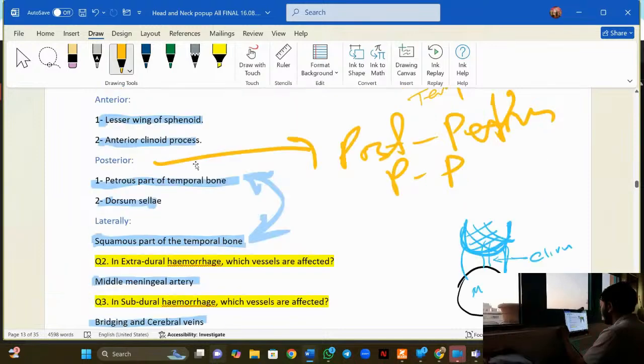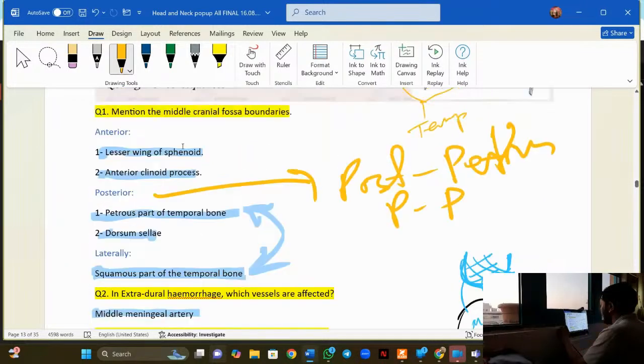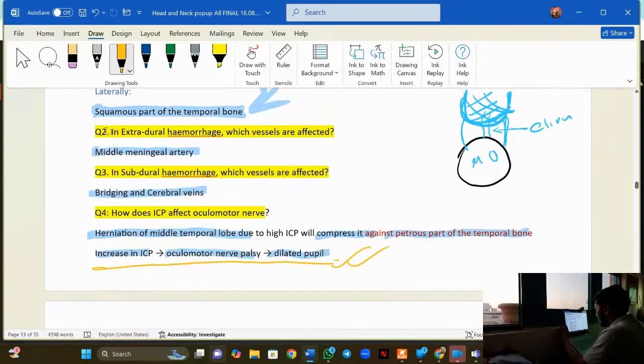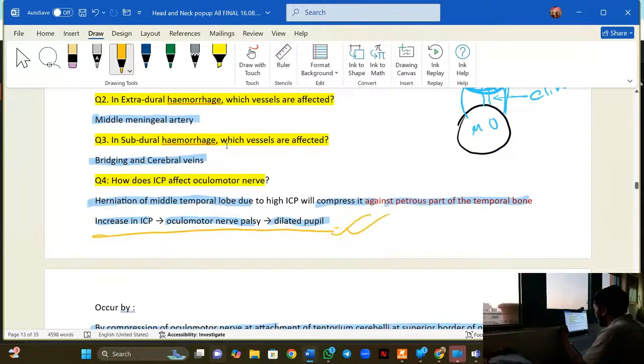Mention the medial cranial fossa boundaries. Anteriorly: lesser wing of the sphenoid and anterior clinoid process. Posteriorly: petrous part of the temporal bone and dorsum sellae. Laterally: squamous part of the temporal bone. In extradural hemorrhage, the bridging vein and cerebral vein.